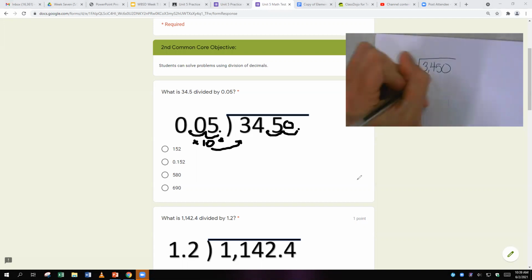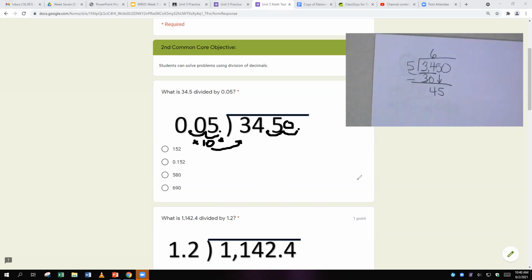How many 5s make 3? None. How many 5s make 34? 6. Bring down the 4. Bring down the 5. I'm sorry. So there's nothing left. Yes, there's something left over. There's 4 left over. Bring down the 5. Correction.